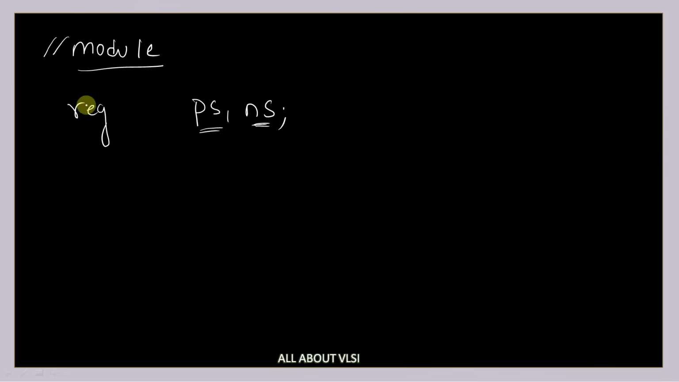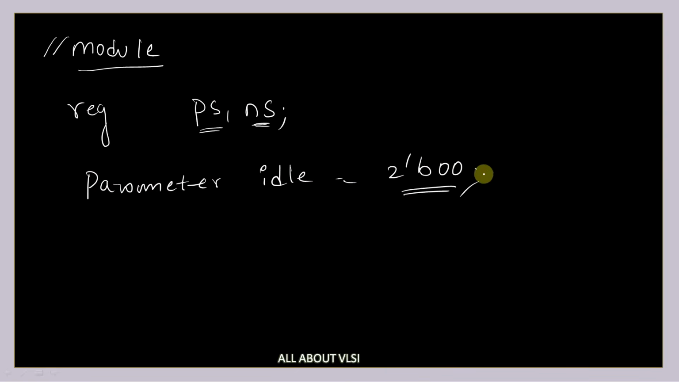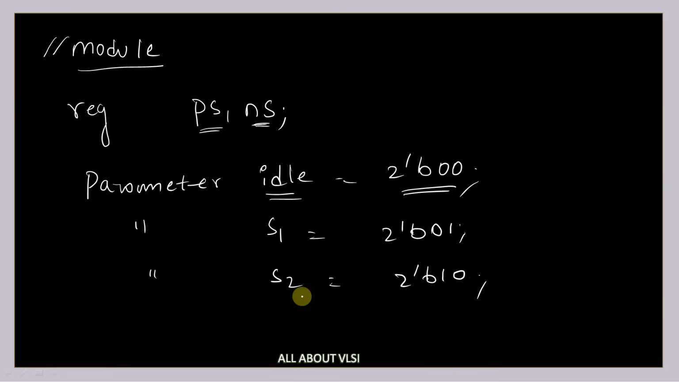Now, same in this particular example, I'm going to declare a few parameters. So parameter IDLE = 2'b00. Instead of writing 00 everywhere in my code, I'm going to write the parameter IDLE, and parameter S1 = 2'b01, and parameter S2 = 2'b10. So instead of writing these constant values everywhere inside my code, I'm going to use these particular parameters.